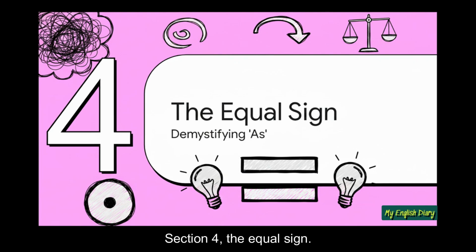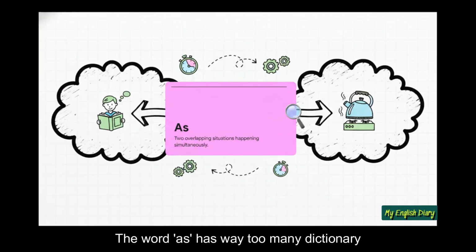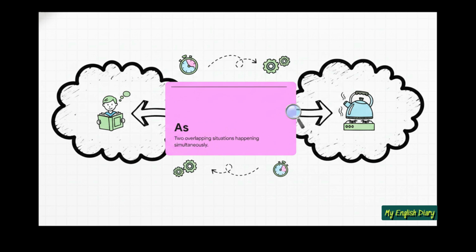Section 4. The equal sign. The word as has way too many dictionary definitions, but the only image you ever actually need for as is two overlapping situations. It is the perfect equal sign. It just means placing a situation on the left side and perfectly overlapping it with a situation on the right side. They are happening together, simultaneously.